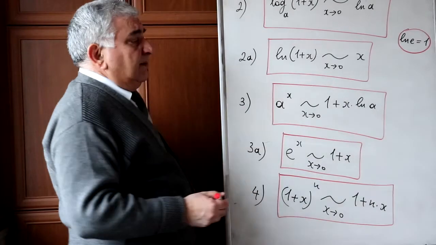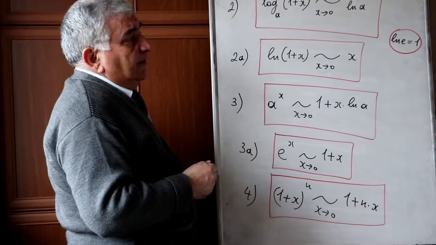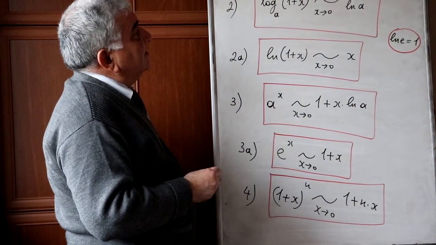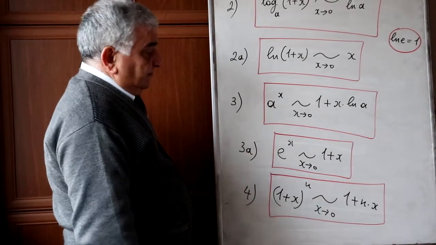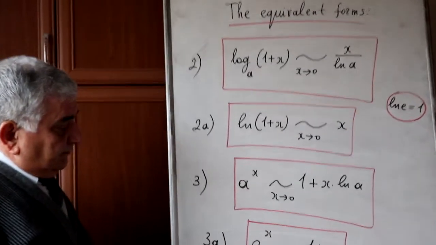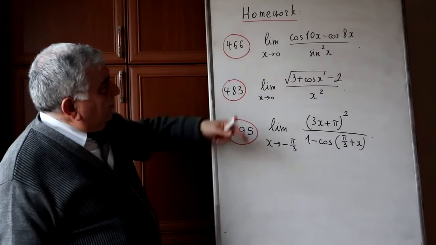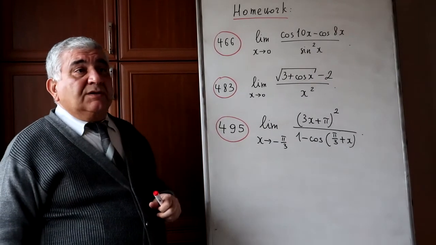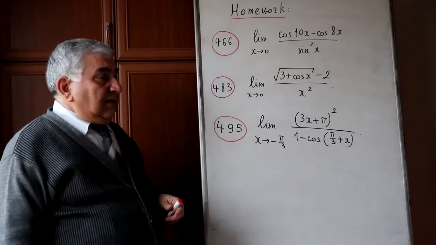These equivalent forms can be used for the calculation of the limits connected with the second remarkable limit and its results. Now please rewrite the homework, the limits on only the first remarkable limit. Please rewrite.